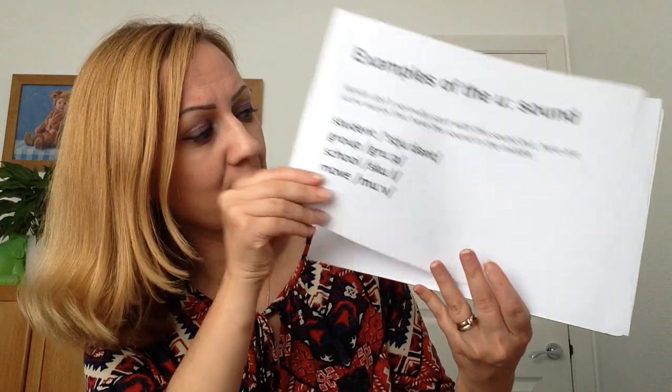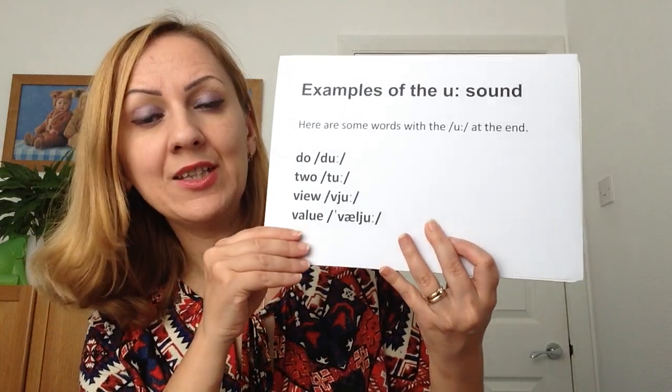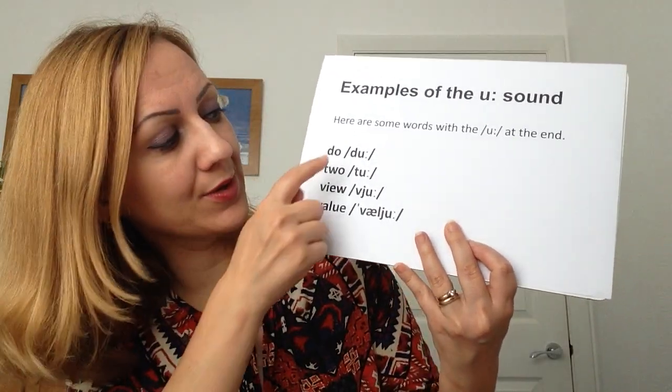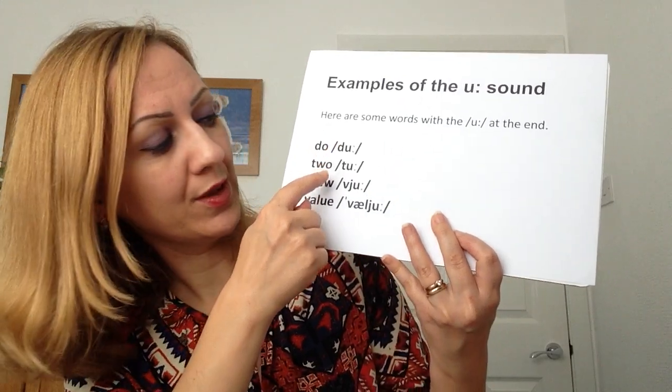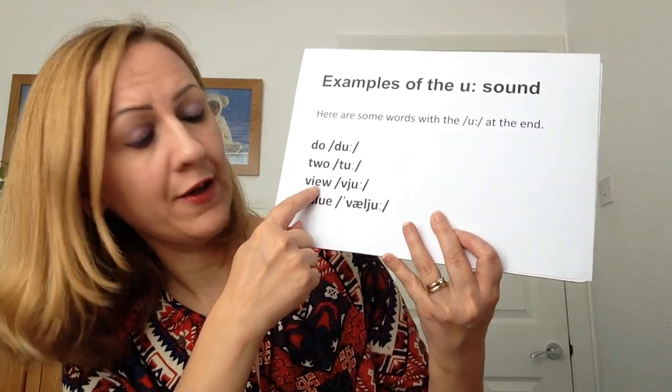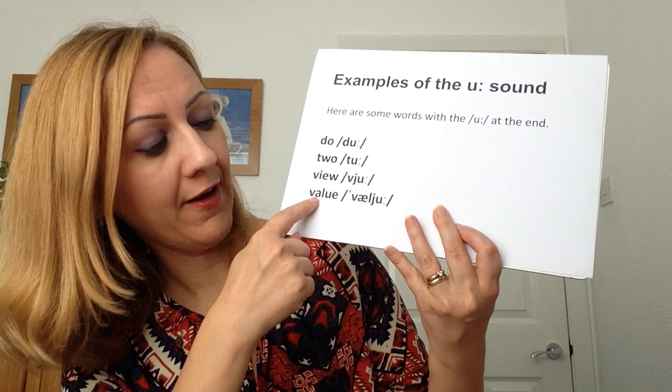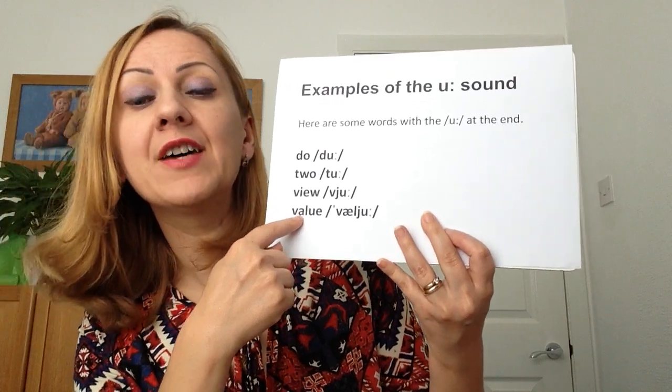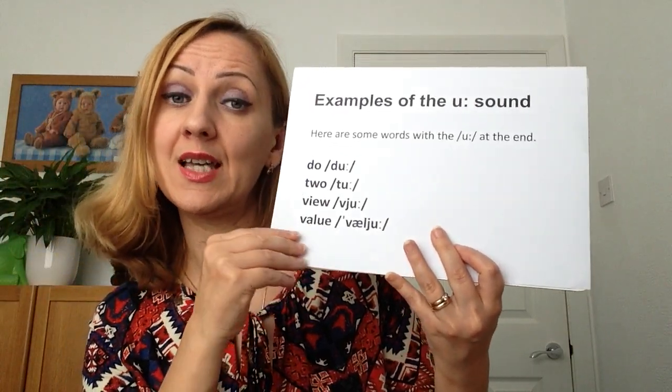And it can also be positioned at the end of the words, like in those examples. Do, to, view, value. So this is the sound OO.